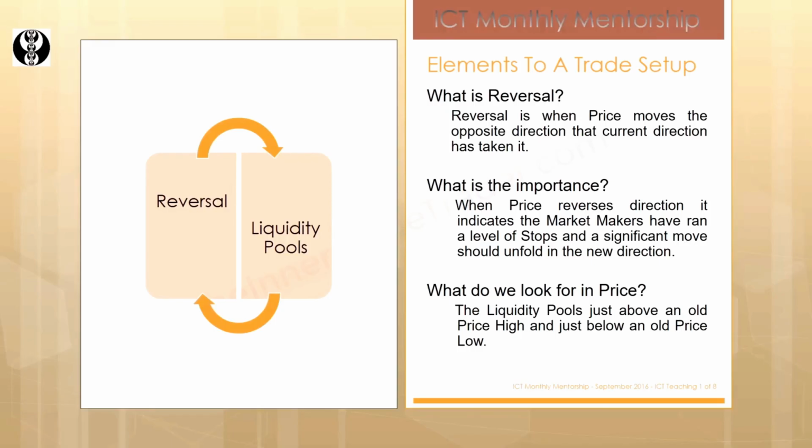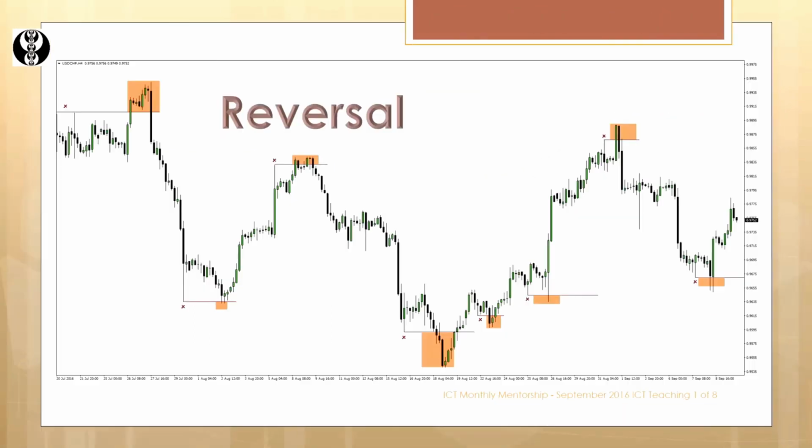When the price reverses direction, it indicates the market makers have ran a level of stops and a significant move should unfold in the new direction. What do we look for in price? The liquidity pools just above an old high and just below an old low. Okay, and we're looking at examples of reversals here.